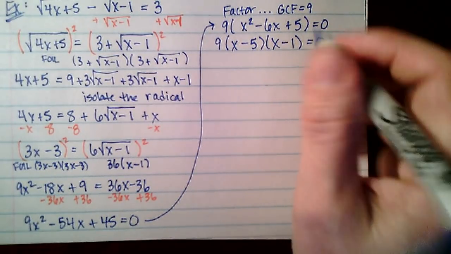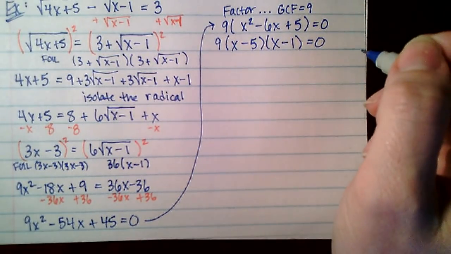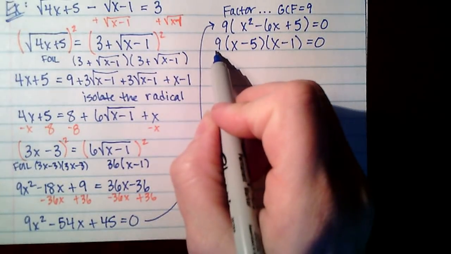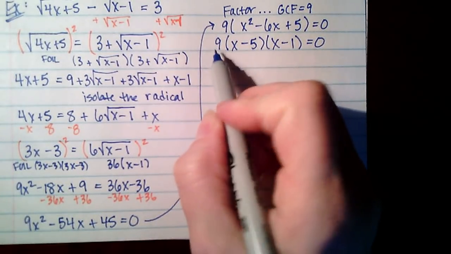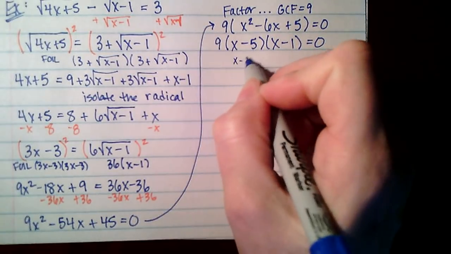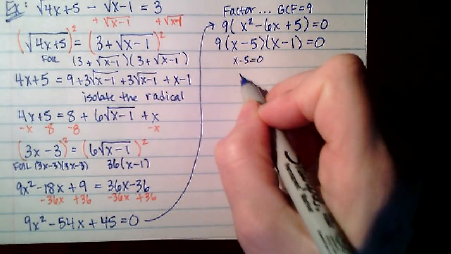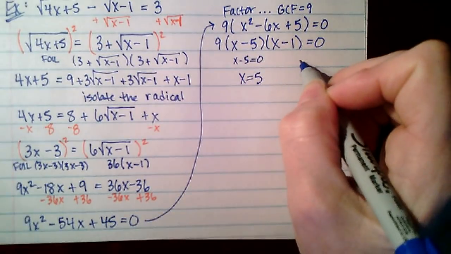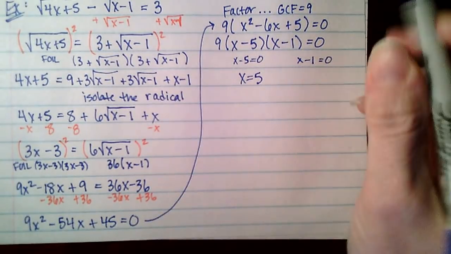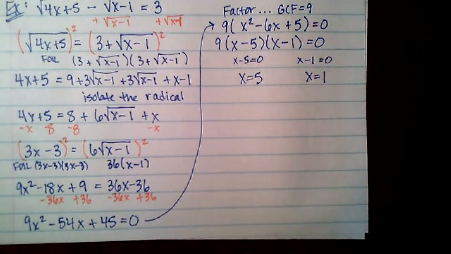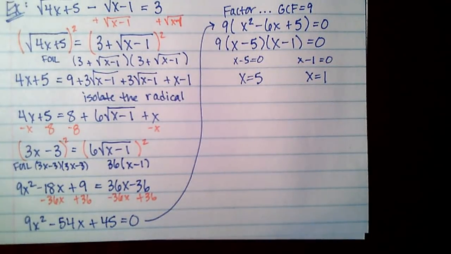So remember, to solve, we're going to set each part that has a variable equal to 0. So I ignore the 9 because there is no variable. I set the x minus 5 equal to 0, so I get x equals 5. I set the x minus 1 equal to 0, so I get x equals 1. And those are the two solutions that I've come up with.